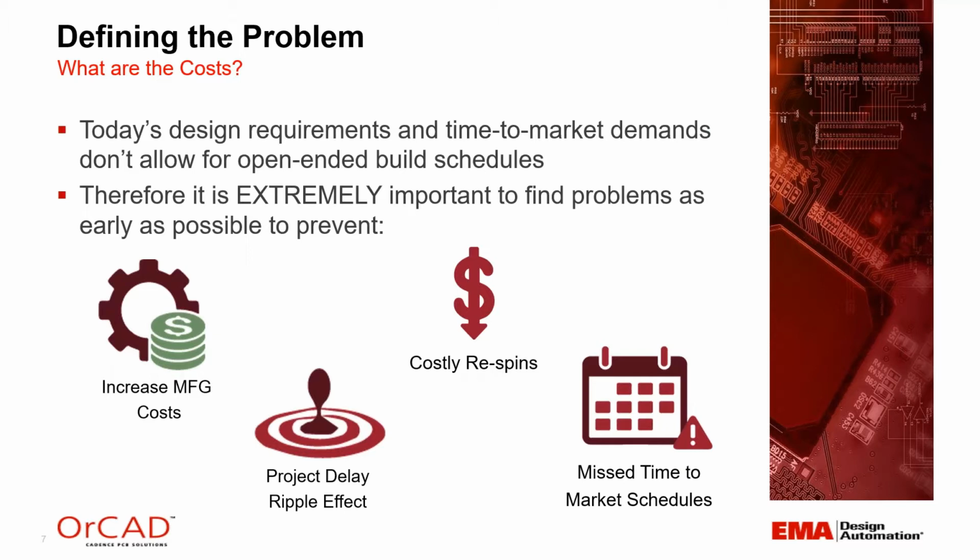So when you have these issues, typically the costs impact your design schedules. These days, you have a lot of time to market demand. You have a design that's on schedule, and you've got to get the design done by a certain time so the next stage can take over and get the board laid out. Next you need to get the board built and qualified and tested and then put into a product, and your whole schedule gets to be somewhat complex and very involved. So it's extremely important to find these problems as early as possible to prevent things like increased manufacturing costs, costly respins, and basically missing time to market schedules.